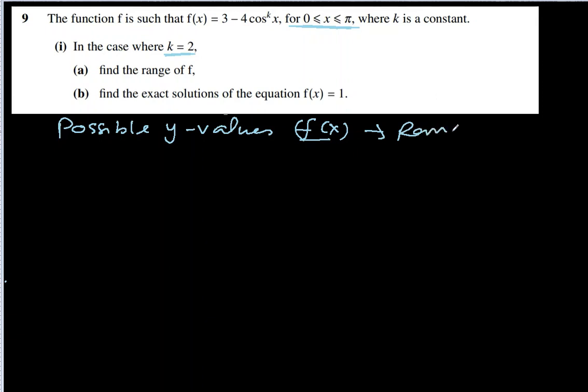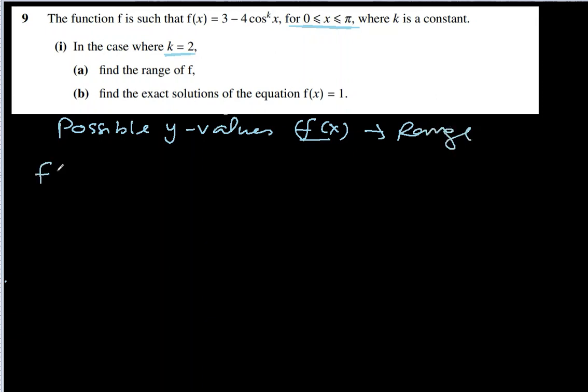Find the range of f. Well, the range is the possible y values, which are nothing but f(x). What are the possible values of f(x)? That is called range.